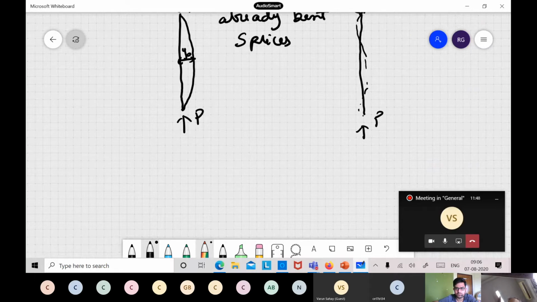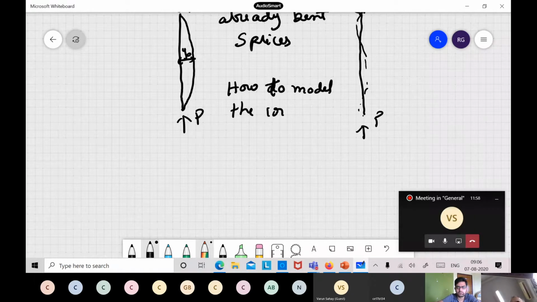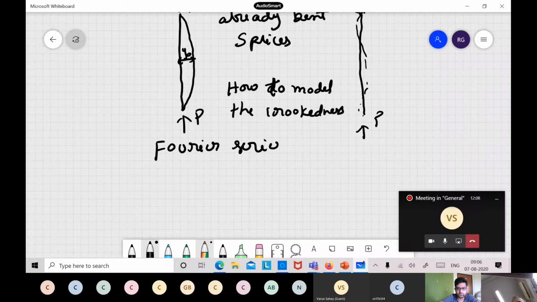Now, the first thing is, how do we model this crookedness, or this deformed shape, this initial bending? What we said was that you can use a Fourier series expansion. You write the crookedness in terms of a Fourier series, solve for each Fourier series term, get the solution, and then add up. This is like the principle of superposition. Now, how many Fourier series terms have to be included?